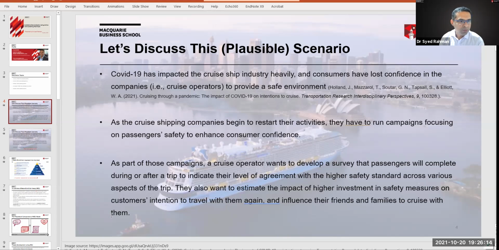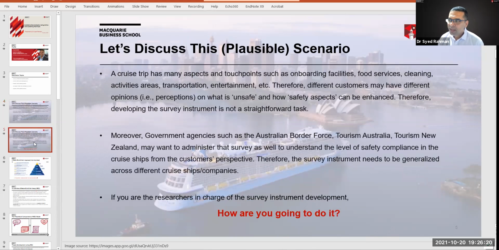There you go, a topic for a potential paper in future, and a couple of research questions there. Now, what I have in the next slide is that a cruise ship has many aspects, we know that, and touch points such as onboarding facilities, food services, cleaning, then activities area, transportation, entertainment, etc., etc.